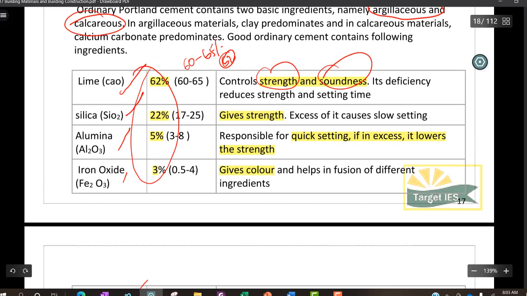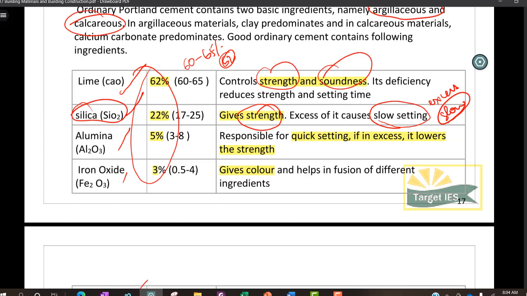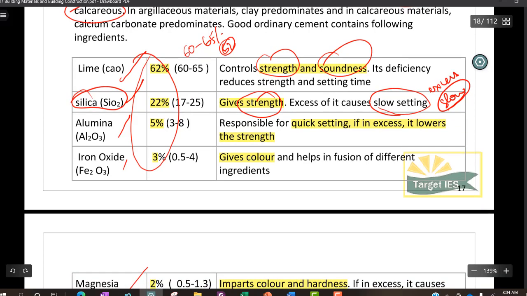Okay, coming to silica. Silica क्या करता है? Obviously it gives strength, but if you have excess of silica, then your setting of cement will be slow. Your setting of cement क्या हो जाएगा? स्लो हो जाएगा. फास्ट से सेट नहीं होगा, ज्यादा टाइम लेगा सेट होने के लिए. I hope it is very clear. And what is the composition? 17 to 25%, around 22% रहेगा. Alumina 3 to 8%, generally it will be 5%.